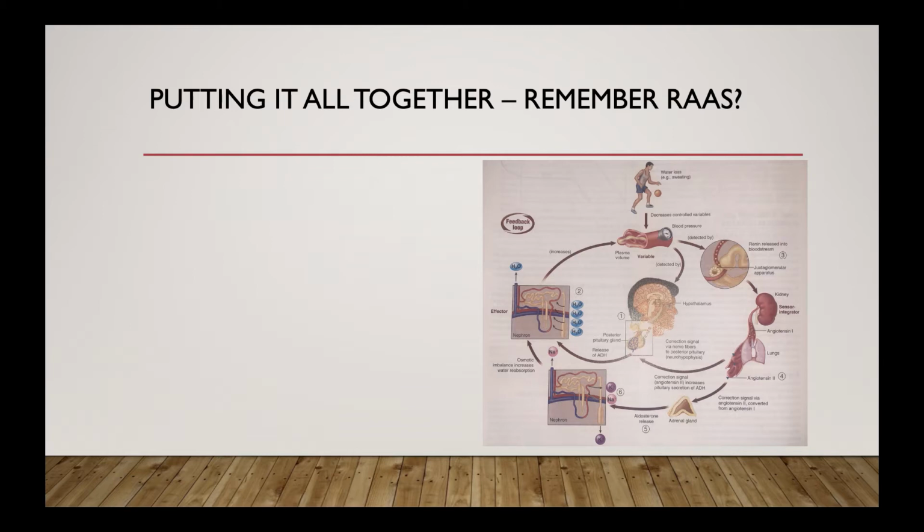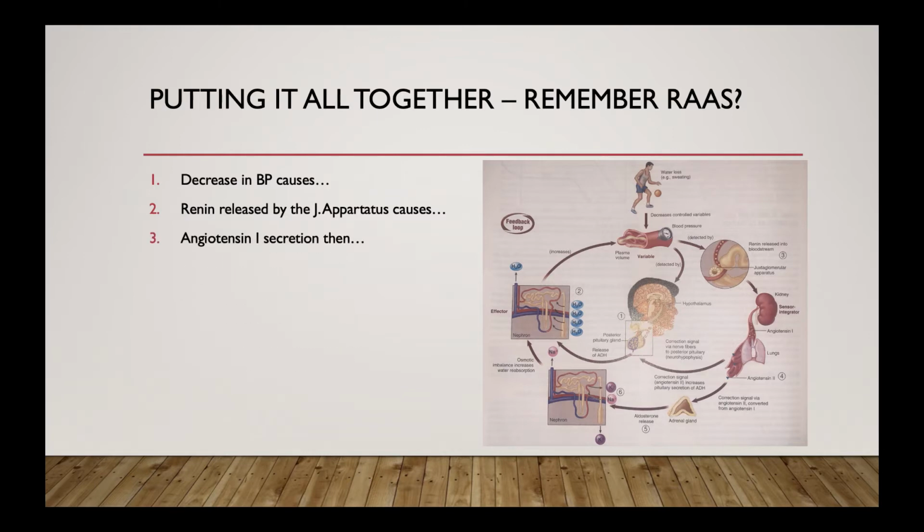We remember the renin-angiotensin-aldosterone system, right? So we've got this guy playing basketball at the top. It's 90 degrees outside. He's not drinking water or Gatorade like he should be. So he's sweating. He's losing a lot of fluid. So his blood pressure decreases, right? And when his blood pressure decreases, renin is released by the juxtaglomerular apparatus.